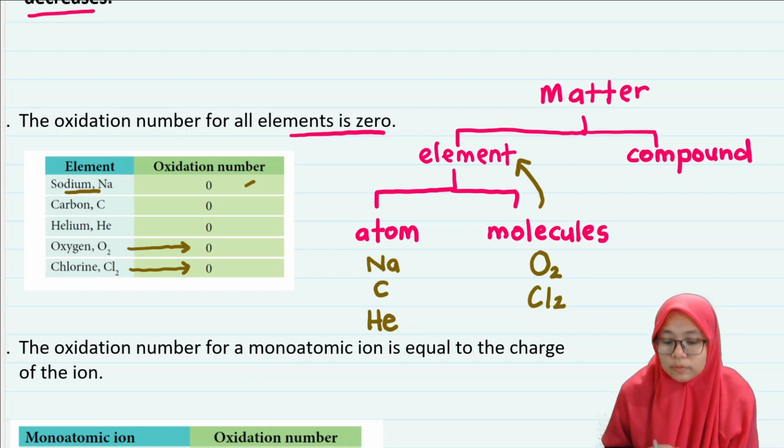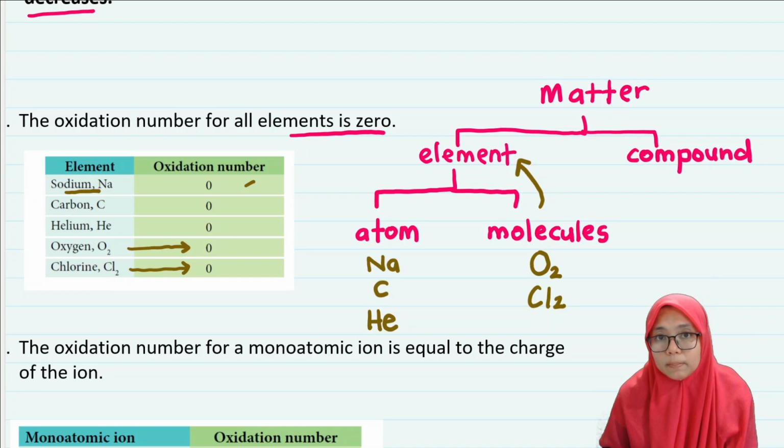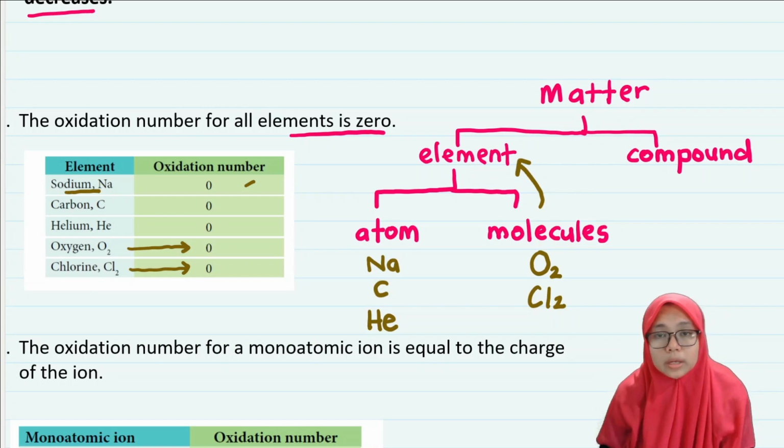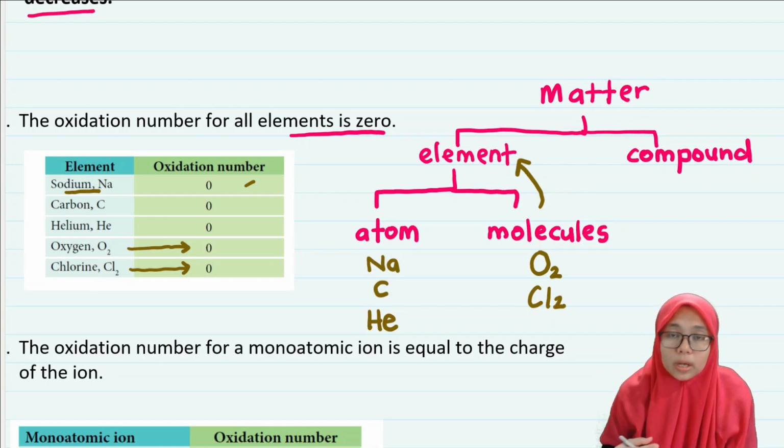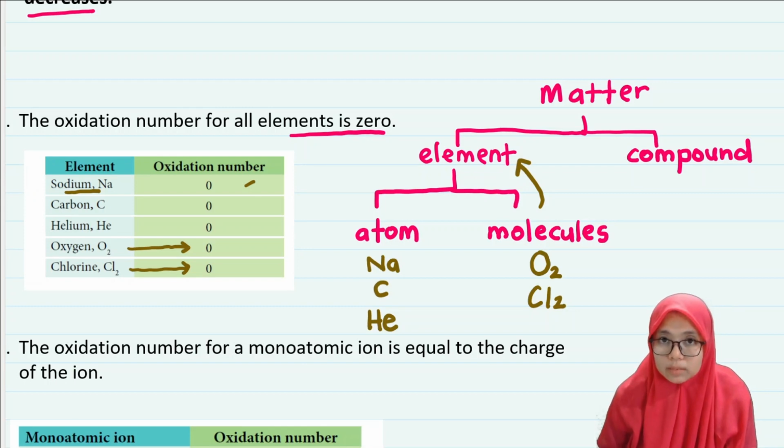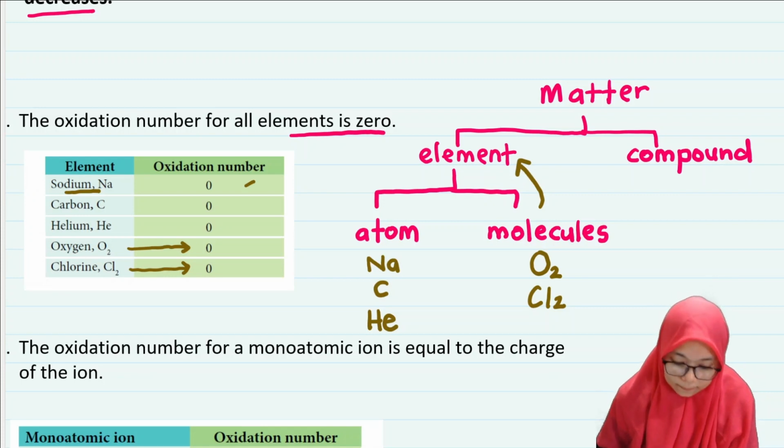What is the difference between element and compound? You have learned that a compound can also be molecules or ions. It's just that a compound must consist of 2 or more elements. So I will explain about compounds later.